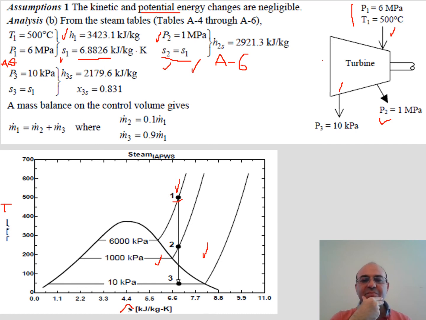And then in the table, we will look for entropy. So S2 equal to S1, and S1 is known, but it is very unlikely that the table directly provides values for exactly this S2 equal to S1 equal to 6.8826. So an interpolation is needed in order to find H2. We call it H2S because it's based on the assumption of entropy constant, because the problem is saying to assume the turbine is isentropic. So we need enthalpy H because we want to find the work.